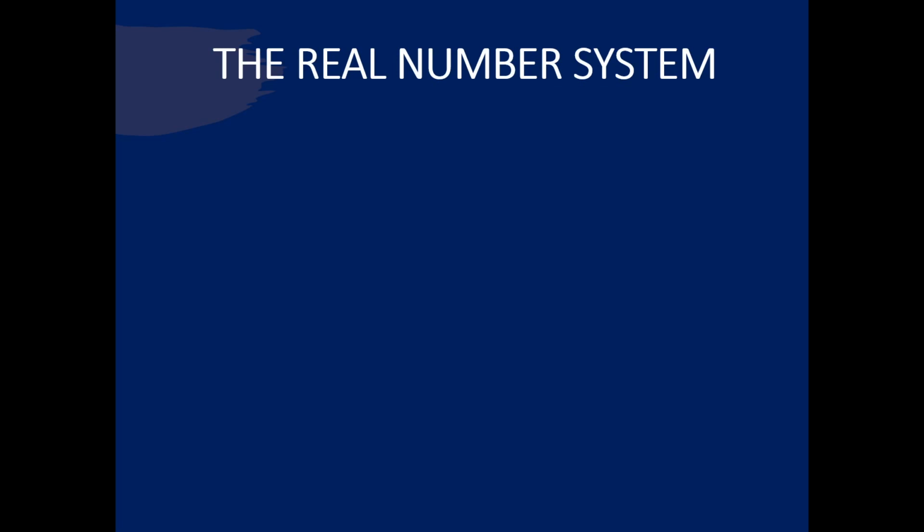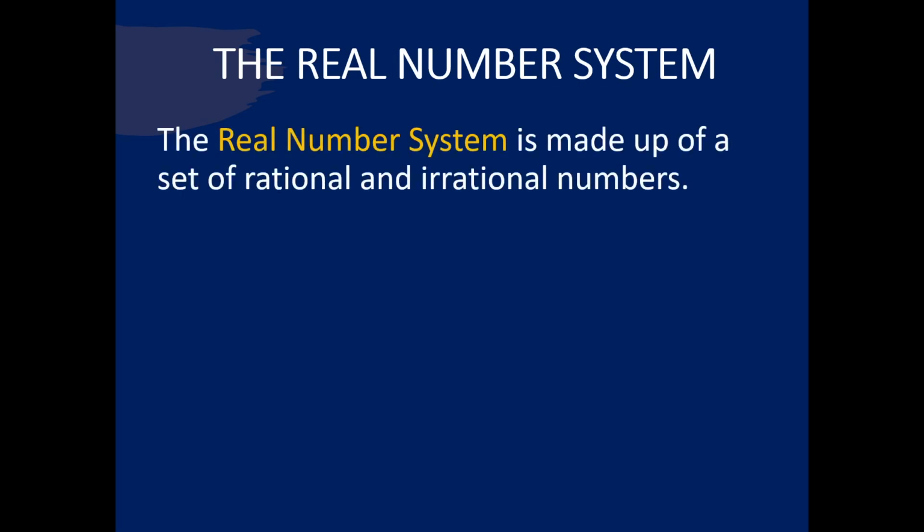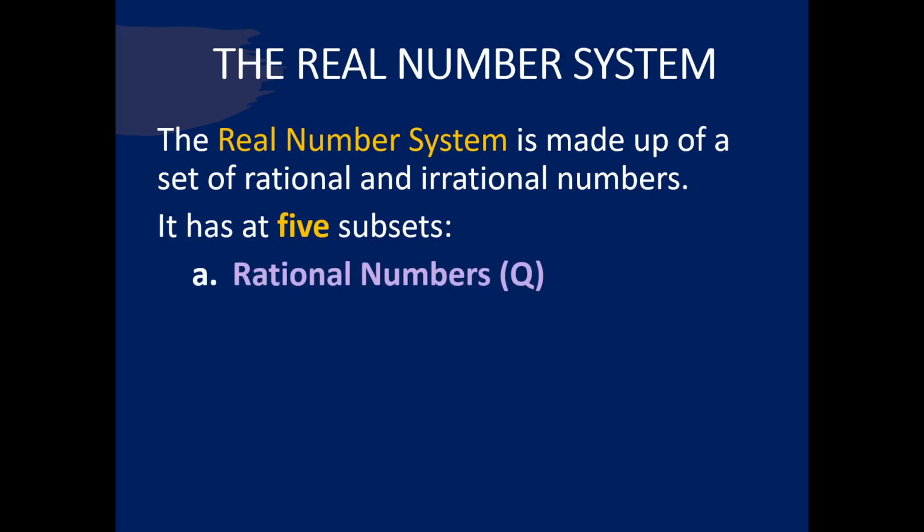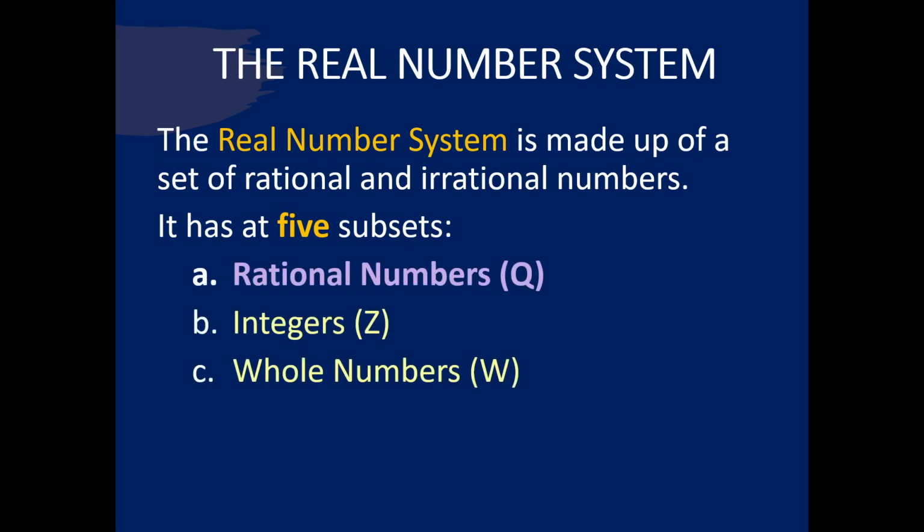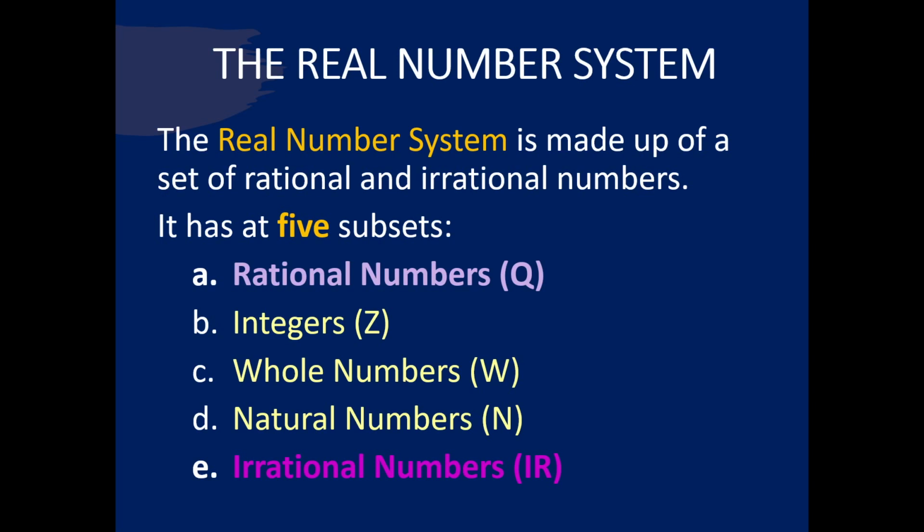So, the real number system is made up of a set of rational and irrational numbers. When I say the real number system, it has five sets. Lima ka subsets na siya, lima ka types. Pwede siya rational, pwede siya integers, pwede siya whole numbers, pwede siya natural numbers, pwede po siyang irrational numbers.